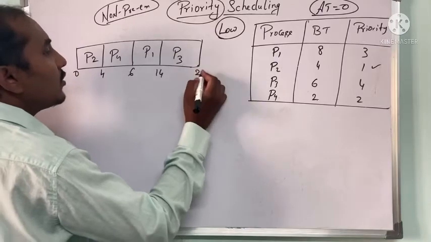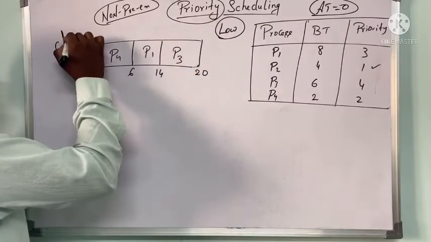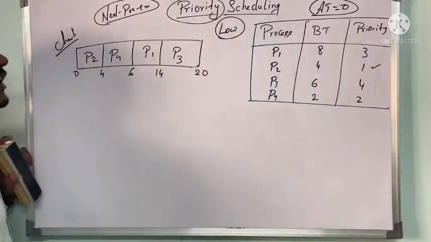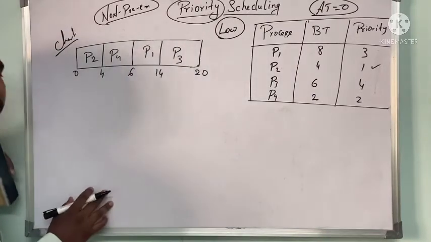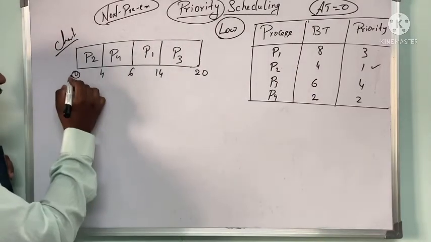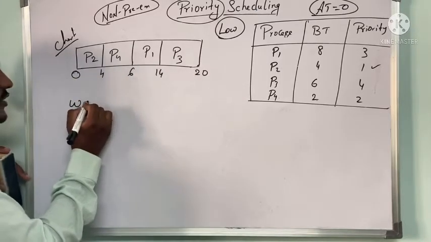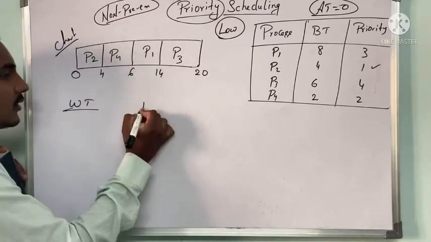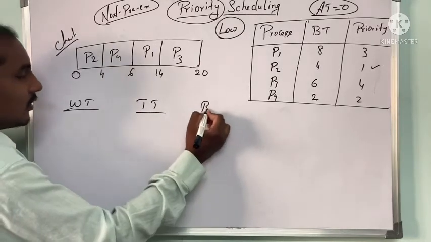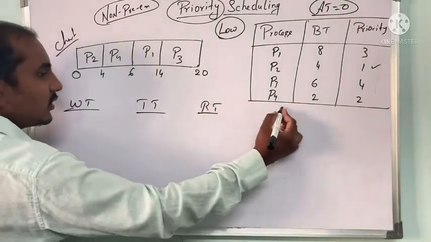Okay, so this will be the chart. For the given table, we are going to have the chart like this, where it will start at 0 milliseconds and end at 20 milliseconds. Okay, so according to that, you can calculate waiting time, turnaround time, and response time, as well as throughput.